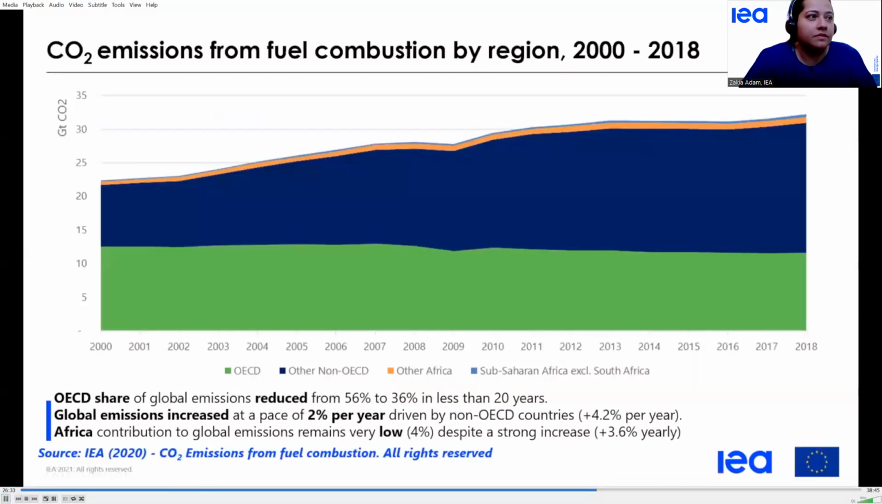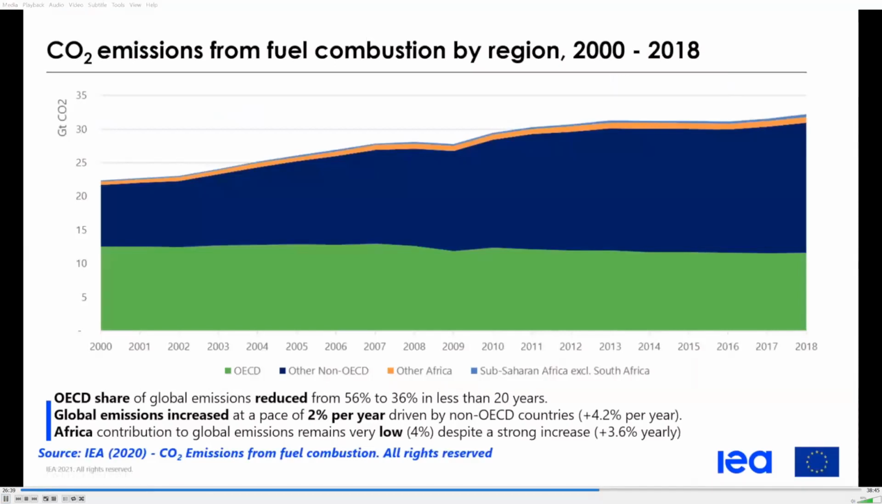This chart represents the global CO2 emissions from fuel combustion. The share of the OECD countries in global emissions has decreased from over 55% to around 35% in less than 20 years. However, the global emissions have increased at a pace of around 2% per year, mostly driven by the emission growth in the non-OECD countries.